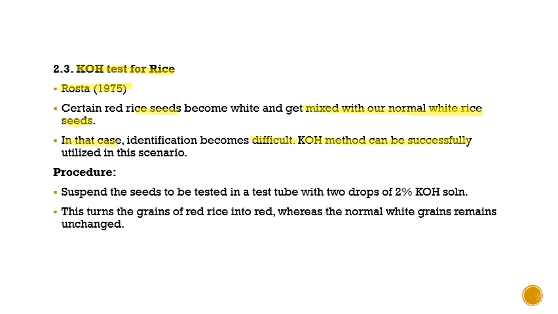So the procedure involves the suspension of the seeds that are to be tested in a test tube with 2 drops of 2% KOH solution. So we need to suspend the seeds in a test tube containing 2 drops of 2% KOH solution. This turns the grains of red rice into red, whereas the normal white grains remain unchanged.